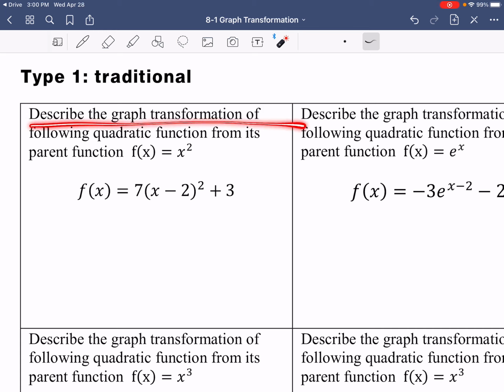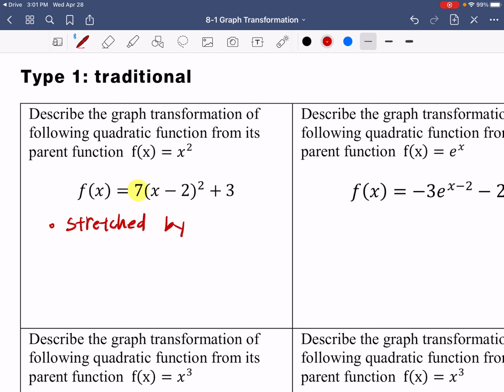Describe the graph transformation of the following quadratic function from its parent function. So we have this one. Okay? So we have x squared and it moved like that. You can graph this one and then this. That's perfect, but I'm not gonna do it because I know what to do. You have 7 in front of the parentheses, or in front of x. It's bigger than 1, so it's gonna be what? Stretched by 7.